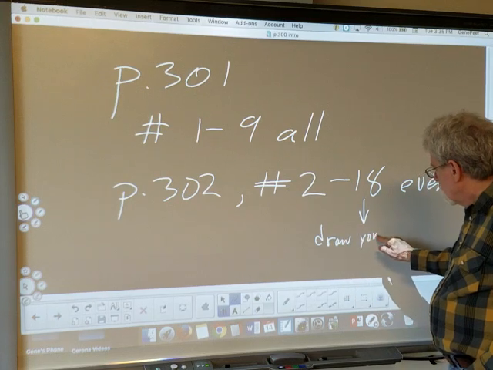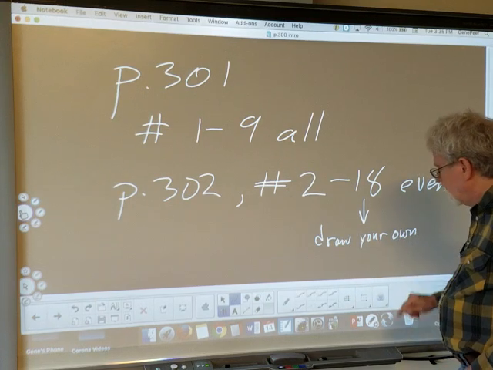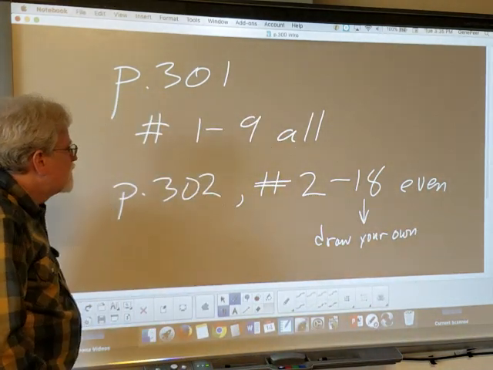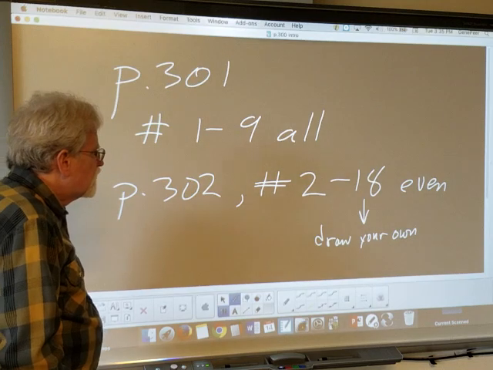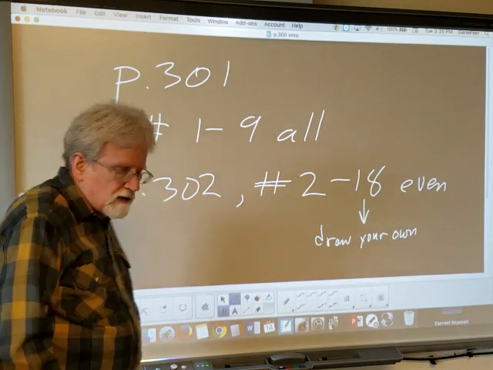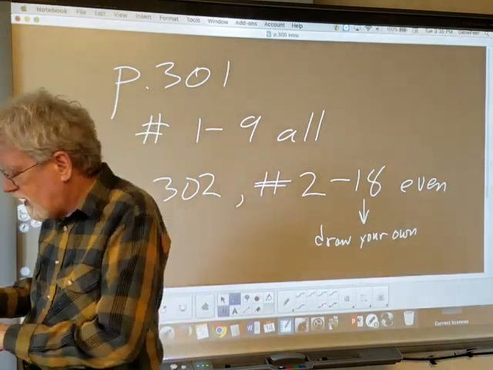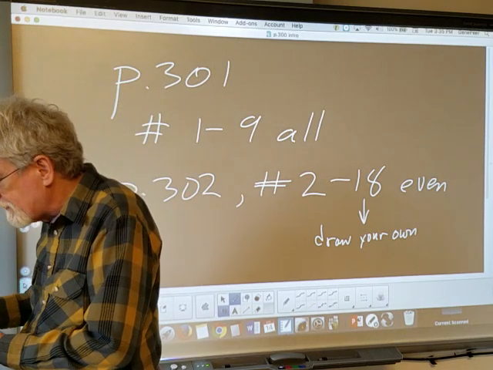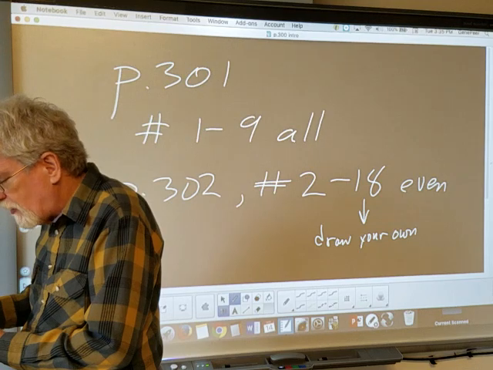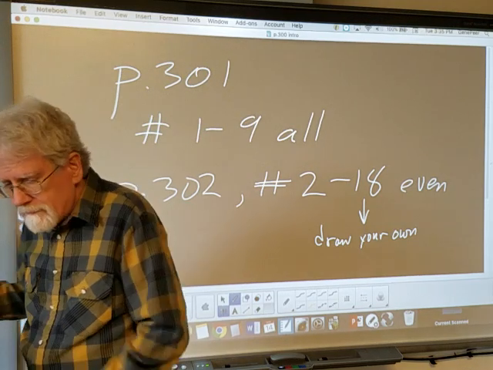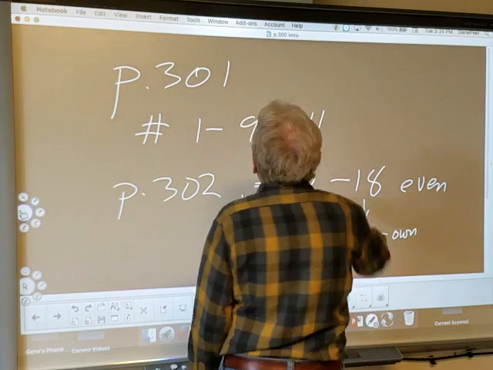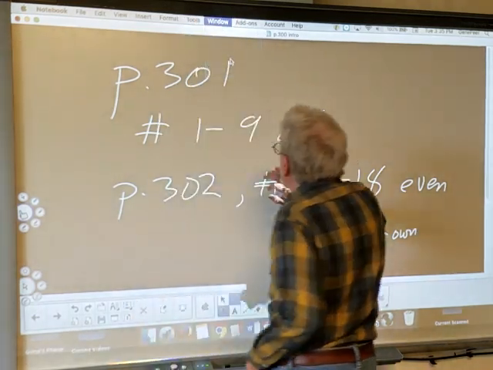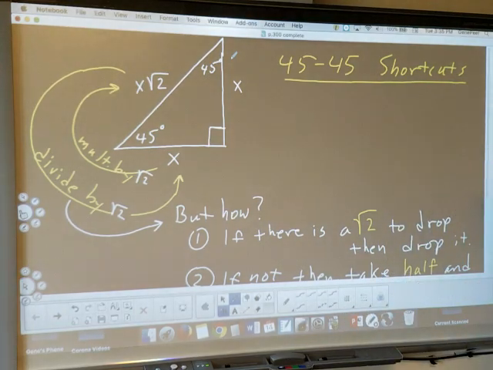Draw your own diagram. Okay, so there you have it. 301, 1 through 9 all, and 302, 2 through 18 even. That is due next time, which is Friday, assuming you're seeing this on a Wednesday. All right, that is all I have for you. So, unless you want to see one more time, I do have another file here that I forgot to bring up for you. I don't know how long I've gone. I've probably gone over my usual half hour.